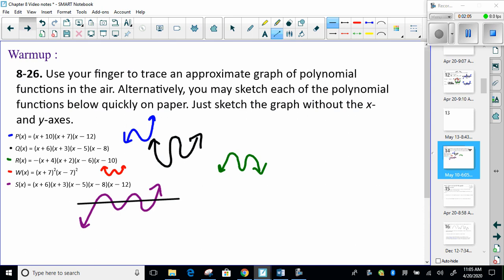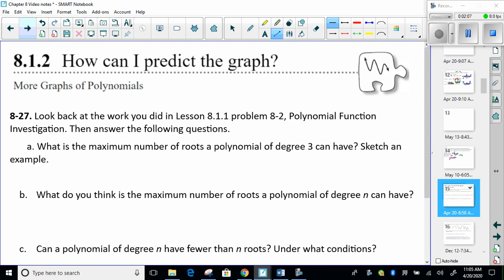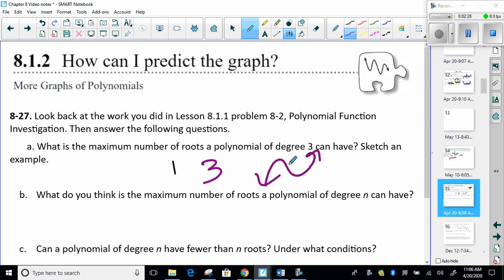So now, in today's lesson, we're going to take a look back at what we finished before, and we are going to look at roots. Remember, those roots are the x-intercepts, when they're real, of a polynomial of degree 3. So what's the maximum number of roots you had if it had a degree of 3? It was 3, right? So an example could be something like this. If it had degree 3, there would be 3 roots. If it was degree 5, there would be 5 roots. And that's the maximum number.